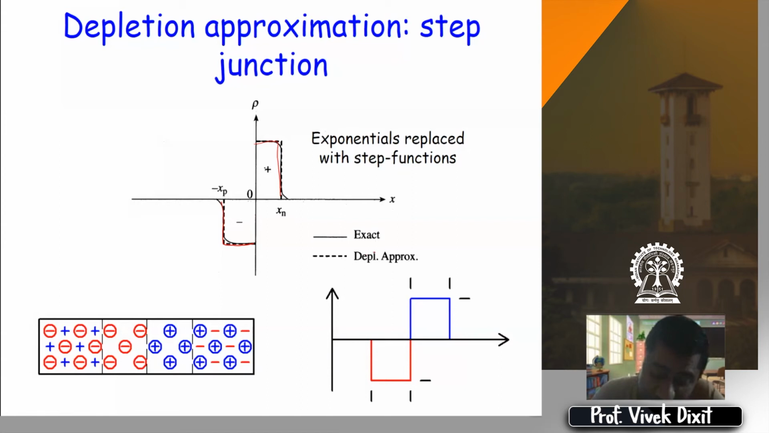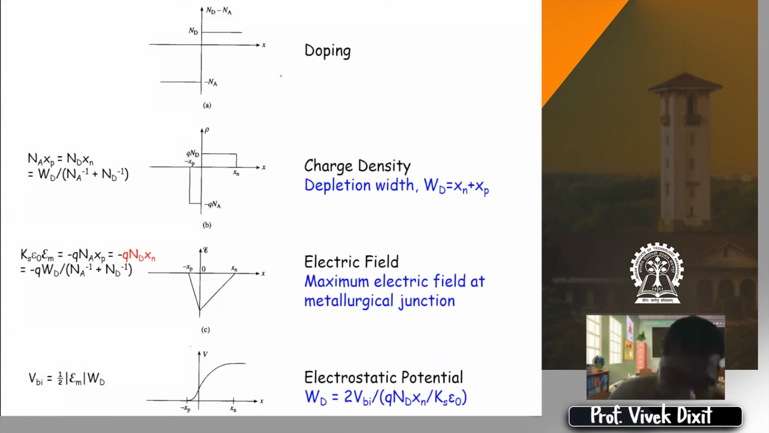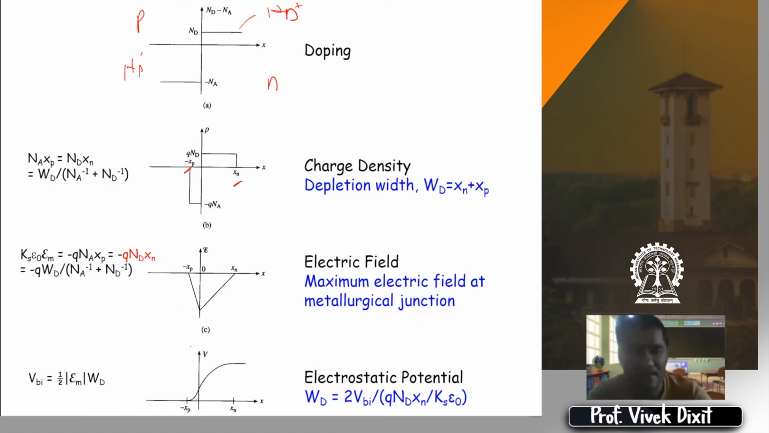So for a step junction, we are going to analyze this PN junction, right? If you see further, this is the doping. On the right side it is N type, where Nd plus ions are there. On the left it is P type, where Na minus ions are there. And the depletion region extends from Xn to Xp, right? Xn on the positive side, Xp on the negative side. So the total width is of course Xn plus Xp.